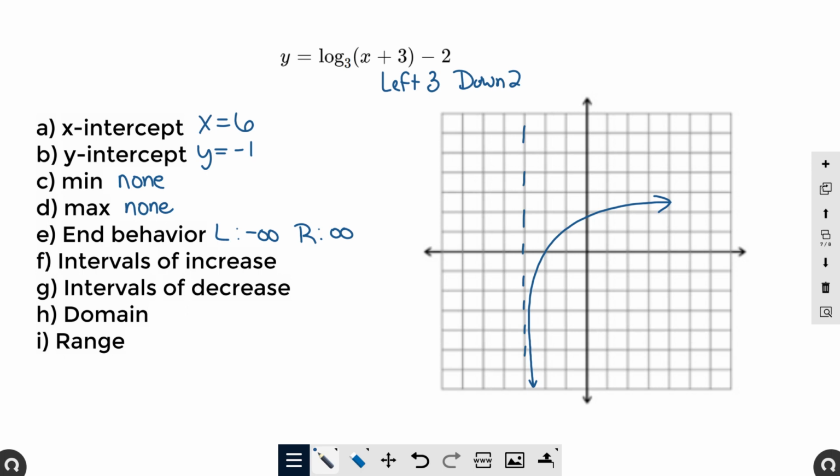Does this graph increase or decrease? Increase, so decrease would be none. Now, for what x values does the graph increase? Numbers greater than -3. If you look back at the example that we had too, remember that's the same as the domain because it's actually not graphed for anything less than -3. So your domain and intervals of increase are the same. The range is all real numbers because the graph goes everywhere up and down.